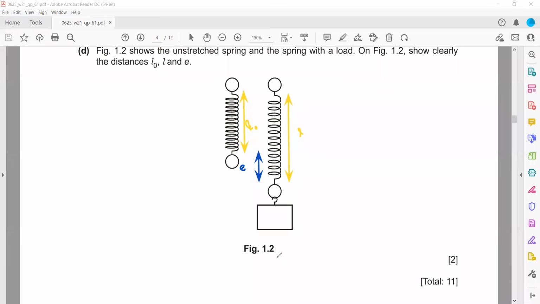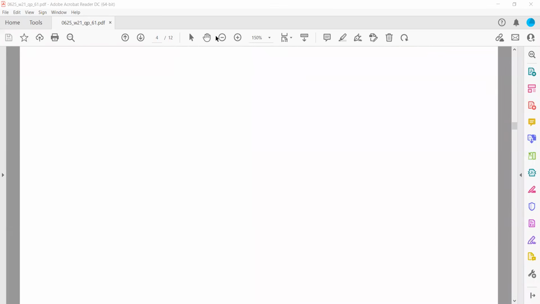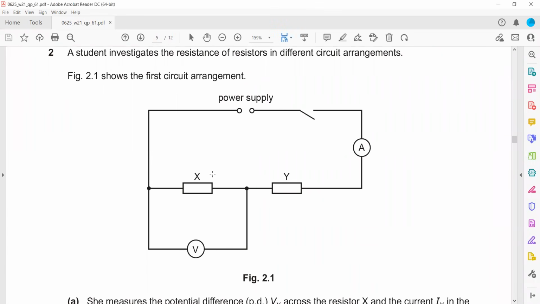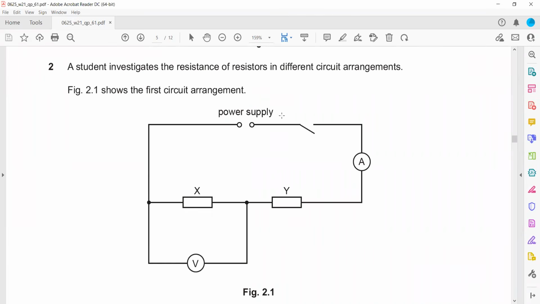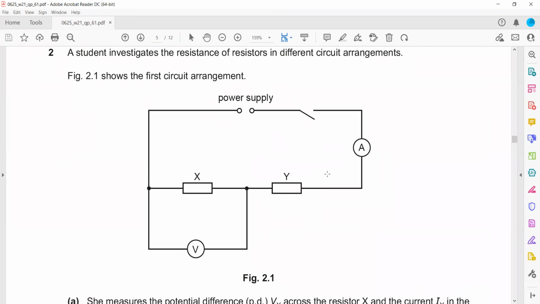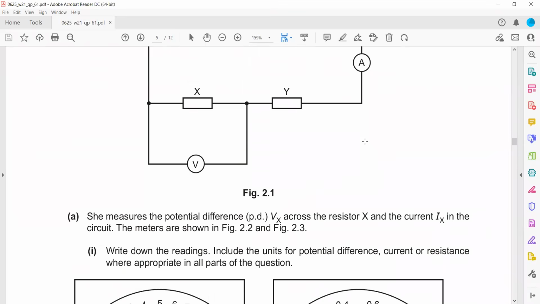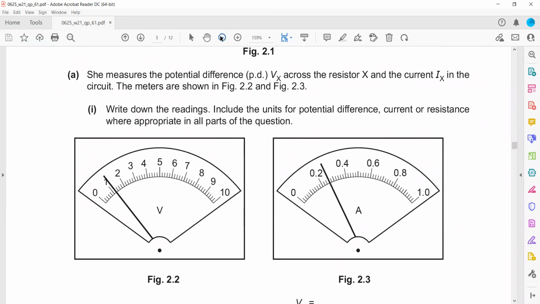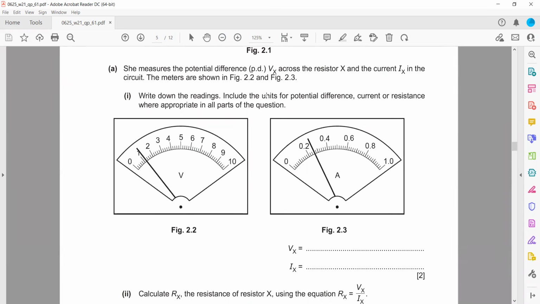So moving on to the second question here. A student investigates the resistance of resistors in different circuit arrangements. Here, X and Y are connected in series. A voltmeter is connected in parallel to X and an ammeter is in series with the circuit. Then the student measures the potential across Vx.